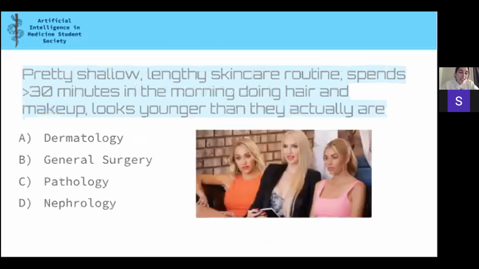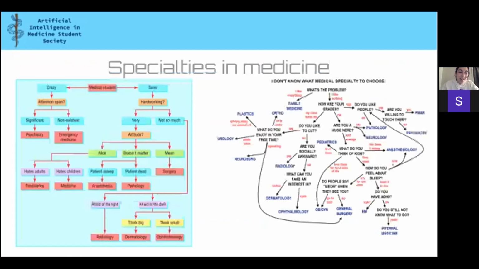Okay, last one. Pretty shallow, lengthy skincare routine, spends 30 minutes in the morning doing their hair and makeup, looks younger than they actually are. Which one of these do you think it is? Okay, getting lots of A's. Yes, this is a derm. This is a derm physician. So this is, of course, just stereotypes, not necessarily completely true.